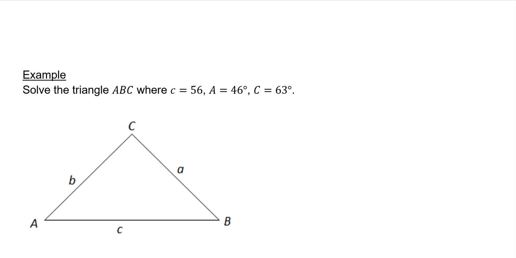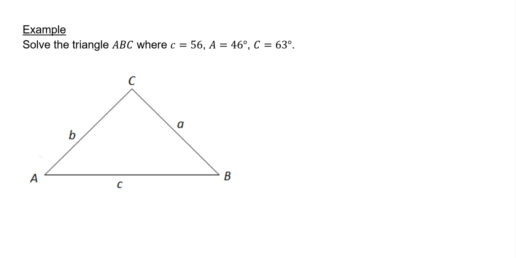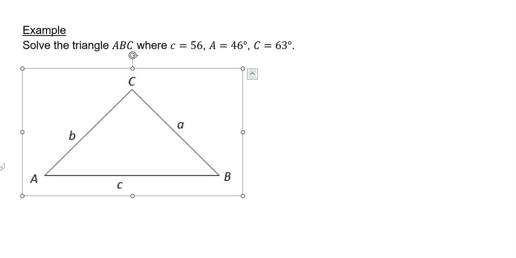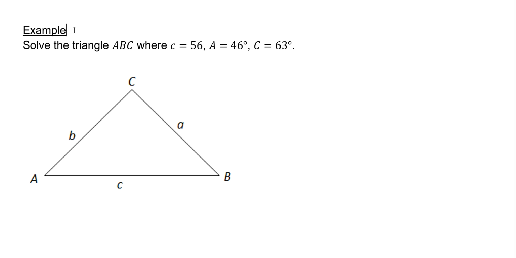Let's jump right into an example. I'll just do one of these. Solve the triangle ABC, where c is 56, capital A is 46 degrees, and capital C is 63 degrees. Sometimes you're going to have to create the triangle yourself, but this is nicely drawn here for us already. Let's label all of the given pieces of information. We have these filled in, and it looks like we need to find side a, side b, and angle B.